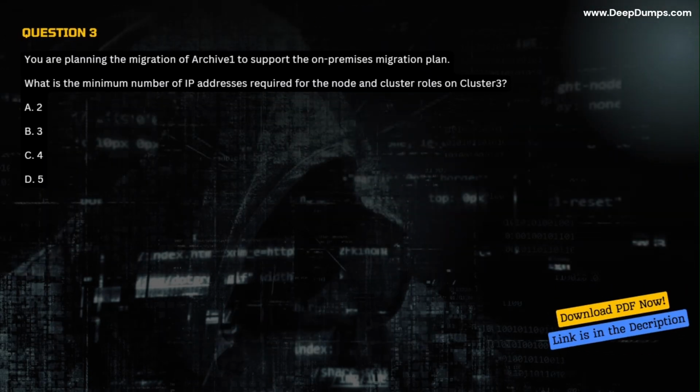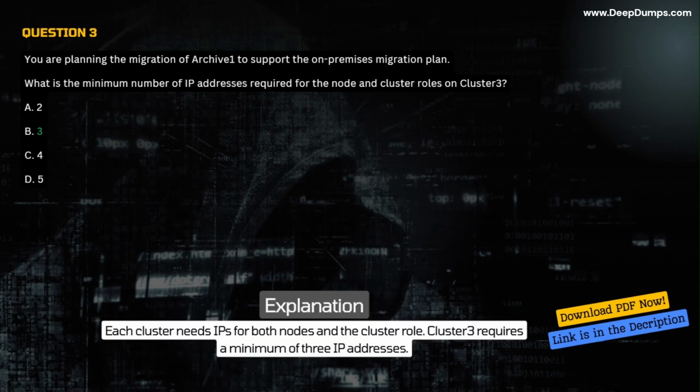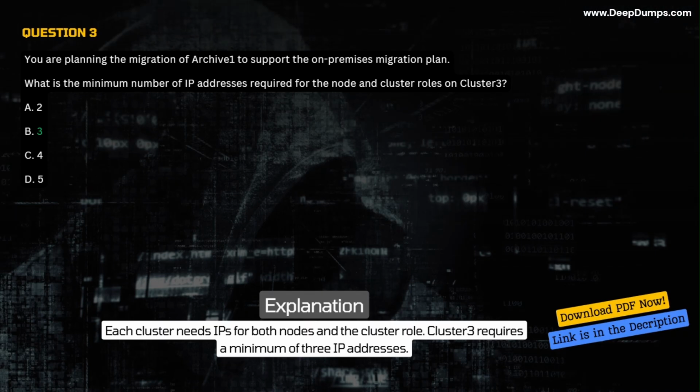Question 3. You are planning the migration of Archive 1 to support the on-premises migration plan. What is the minimum number of IP addresses required for the node and cluster roles on Cluster 3? A. 2, B. 3, C. 4, D. 5. Correct answer, B. 3. Explanation. Each cluster needs IPs for both nodes and the cluster role. Cluster 3 requires a minimum of 3 IP addresses.